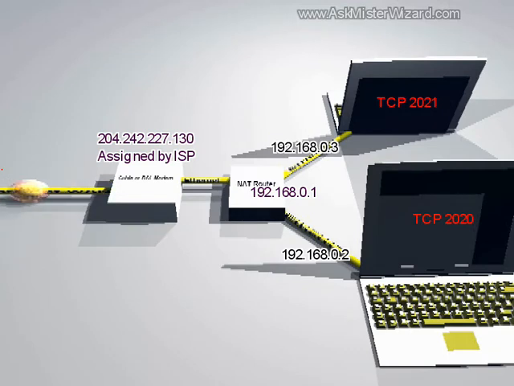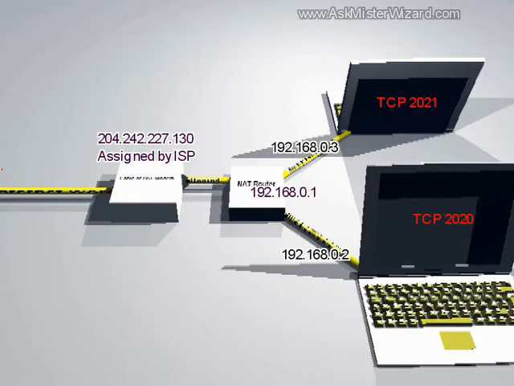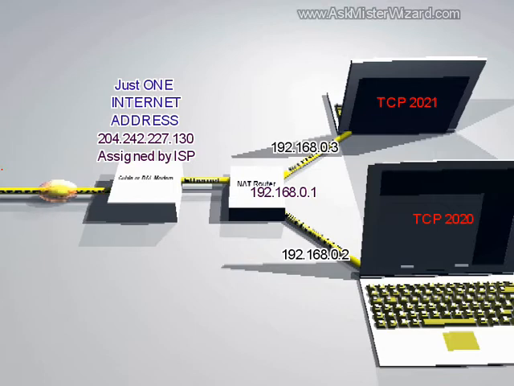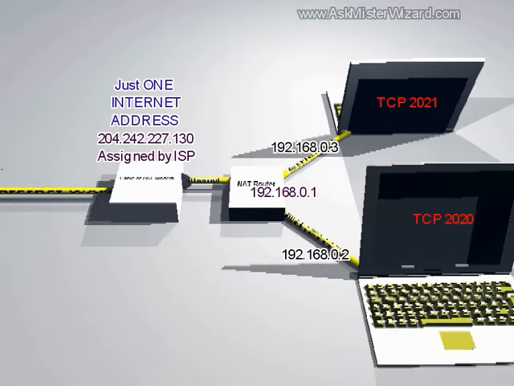Let's further assume that the Internet Service Provider, ISP, has assigned just one single IP address to this household or small business. The ISP thinks we have only one PC, and that it can simultaneously execute a maximum of only 65,535 TCP processes and 65,535 UDP processes.